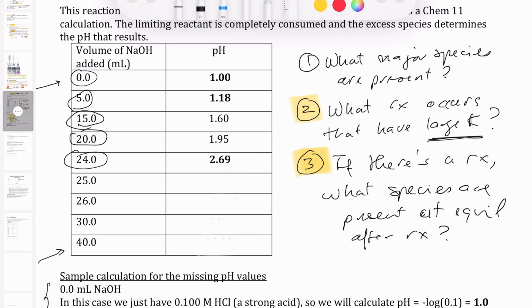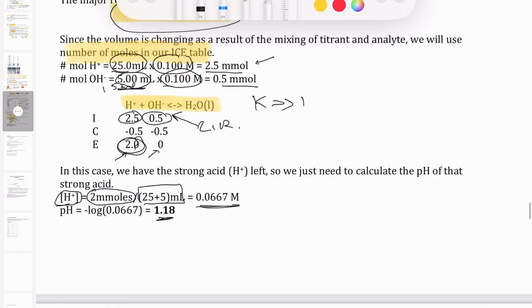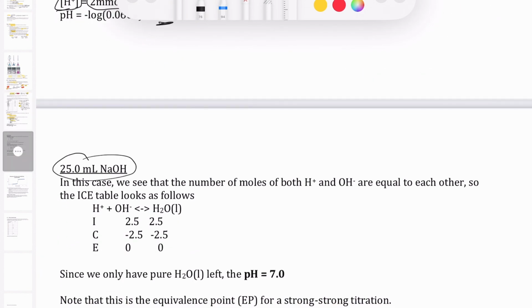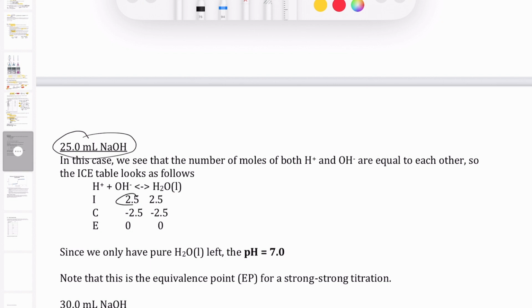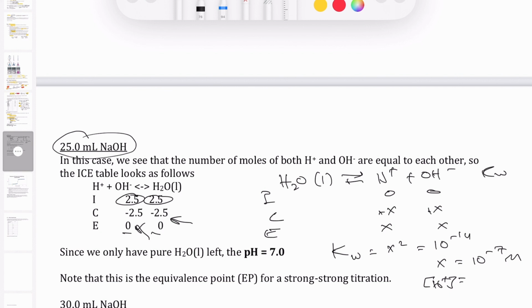25 is important because at that point, if I have 25 milliliters of NaOH, the amount of NaOH and the amount of HCl is going to be equal to each other. Both of these reactants are actually gone, right? So we have 0 in the end. All we have at that point is just pure water. Base completely neutralizes the acid. The H plus and the OH minus are both equal to 10 to the minus 7 molar. That's the first important point.